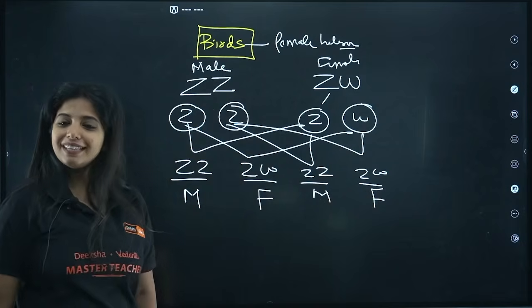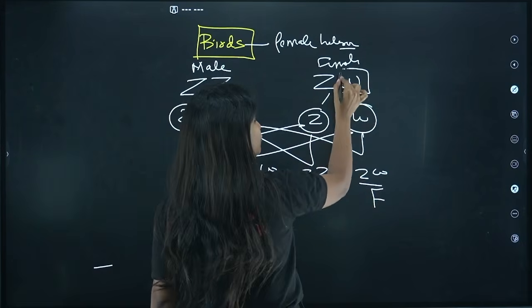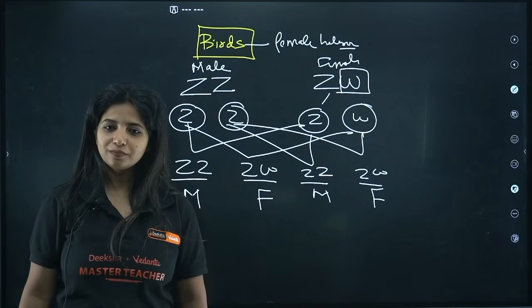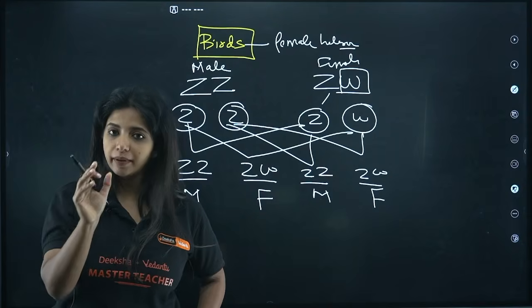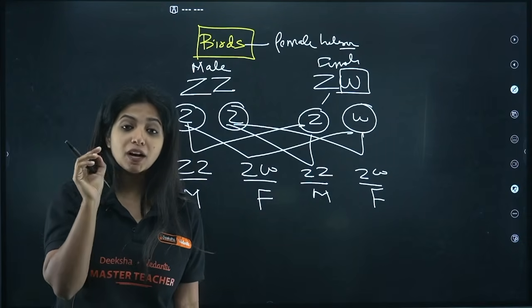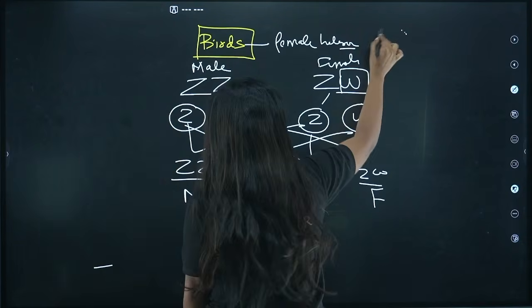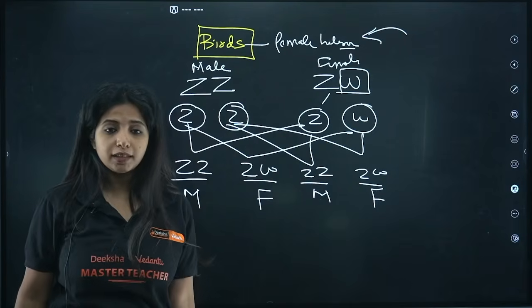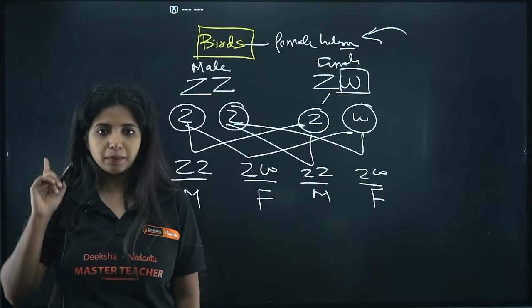How do you remember it easily? W for women, and that is for ZW. ZW means it is going to be female, and this is the only example according to your NCERT where they show female heterogamety. Rest all of them are male heterogamety.